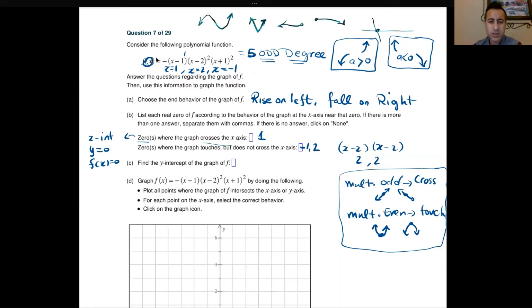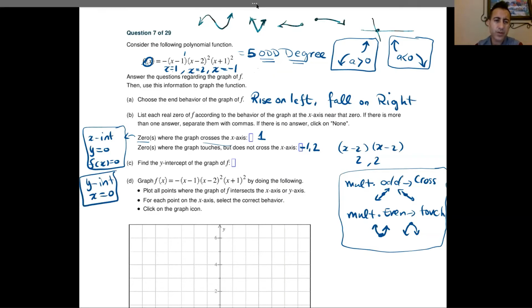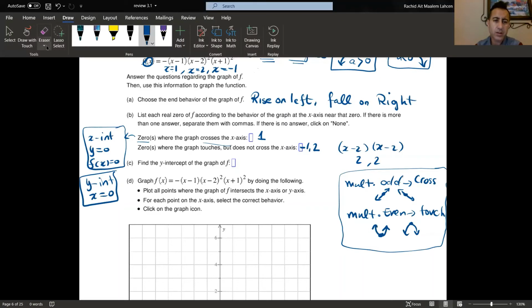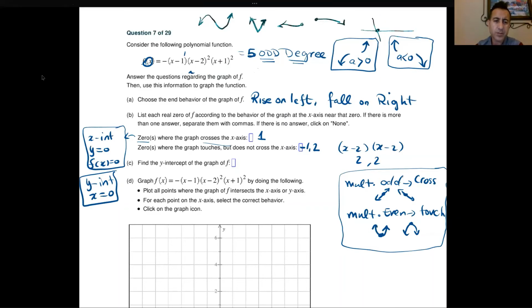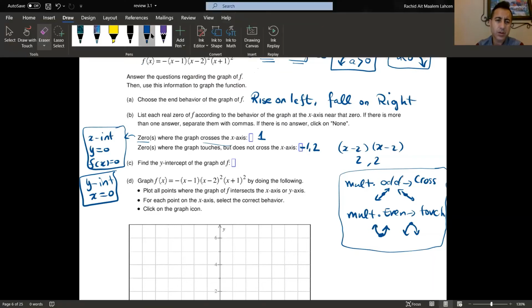All right, so that's how we figure out that one. For the y-intercept, we use the other image, which is y-intercept, x equals 0, and that's it. To figure that out, we clean this to start a new one.